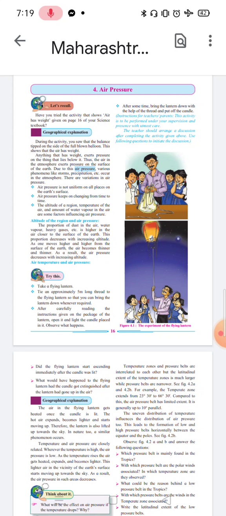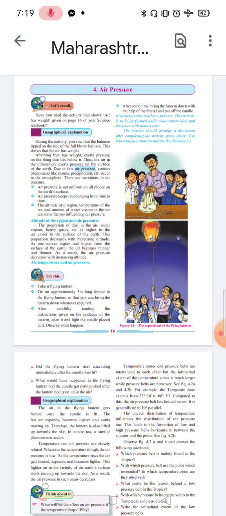The altitude of the region, altitude means height, the temperature of the air and the amount of water vapor in the air are some factors influencing air pressure. Means these factors affect the air pressure. Which factors? Height of the region, temperature of the air and amount of water vapor. So let's study how altitude or height of a region affects the air pressure.